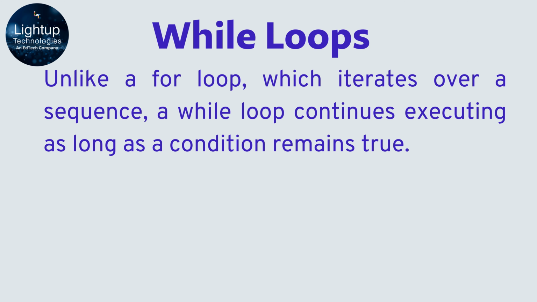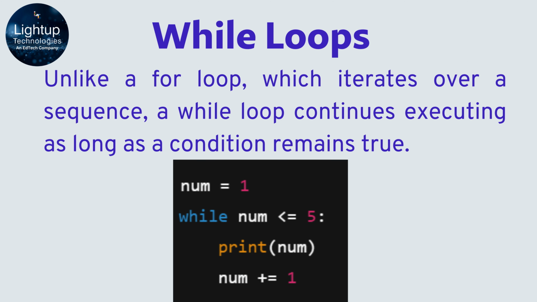Let's move on to while loops. Unlike a for loop, which iterates over a sequence, a while loop continues executing as long as a condition remains true. Here is an example of a while loop that prints numbers from 1 to 5. In this case, the loop continues as long as num is less than or equal to 5. After each iteration, we increment num by 1.